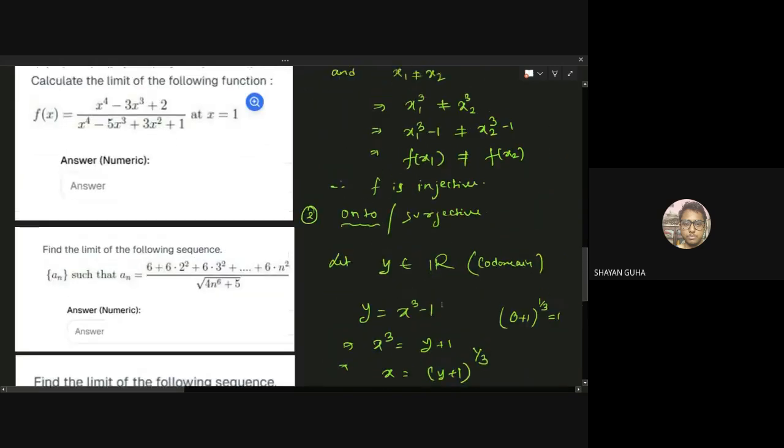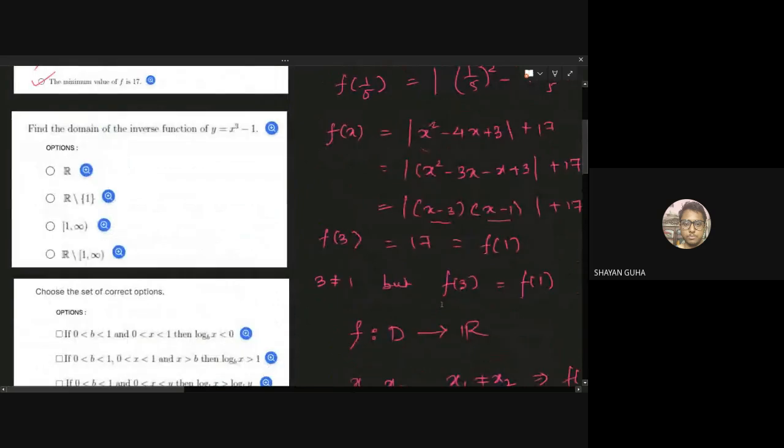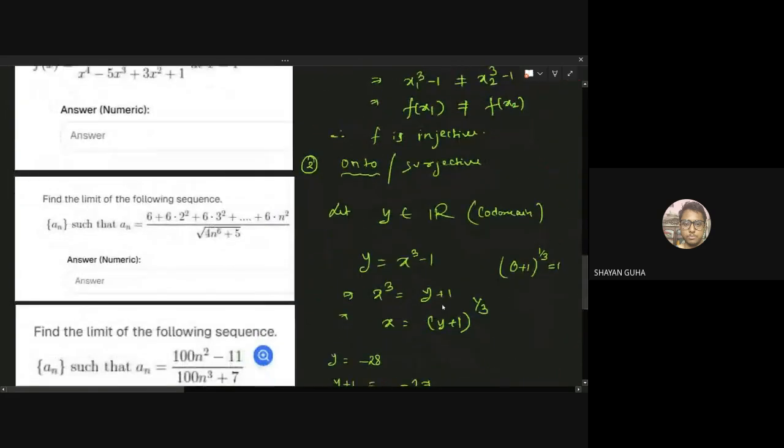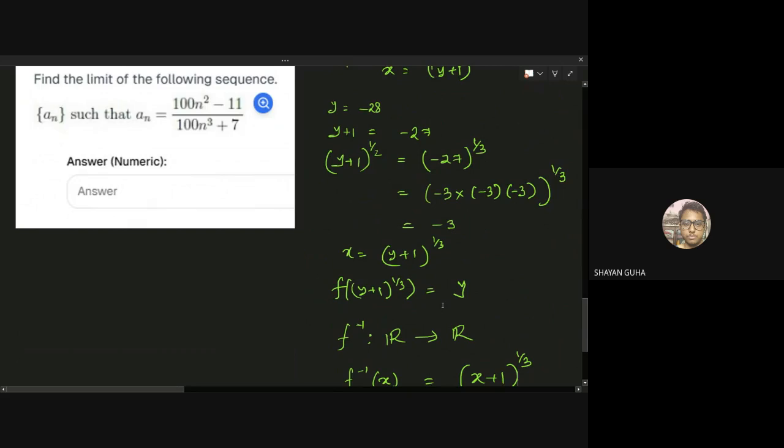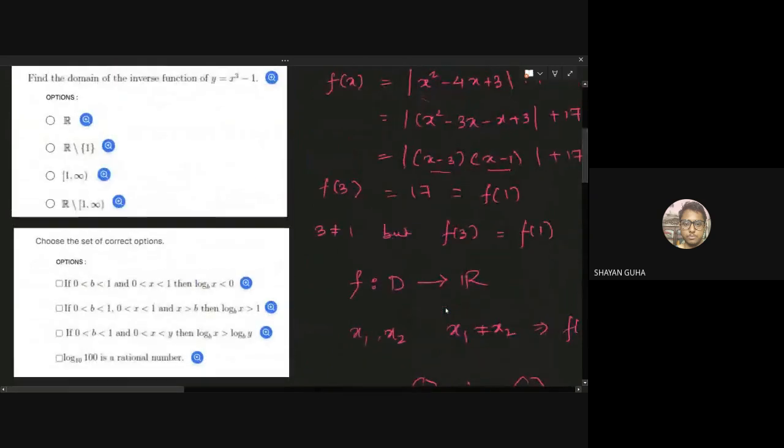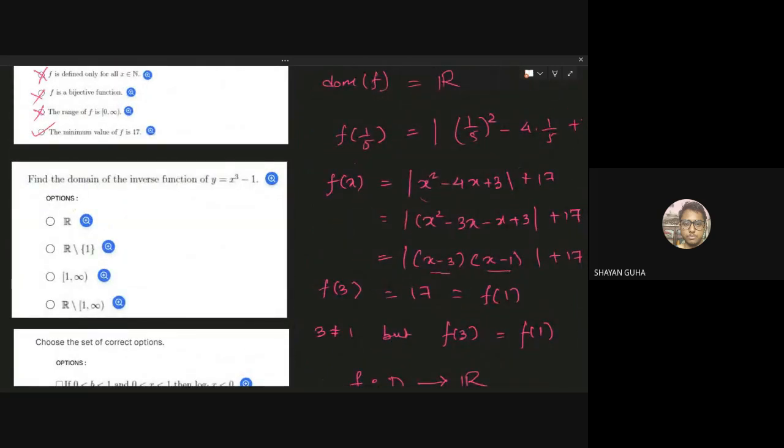According to the given question, we have to find the domain of the inverse function. Now you have seen that the domain is nothing but the entire set of real numbers. So in this case, the answer will be R. Just tell me if you have any kind of doubt till now. Just give me a thumbs up, so I can move on to the next problem.